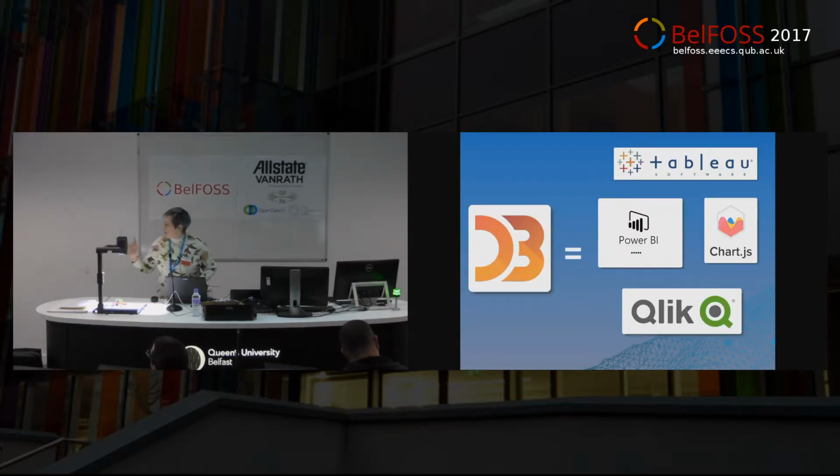So the thing about D3 is you've got some quite expensive products here, like Qlik, Tableau, Power BI. You're restricted in terms of the data visualizations that they supply you with, but D3 is the building blocks of these data visualizations. So that's kind of why I love it so much.